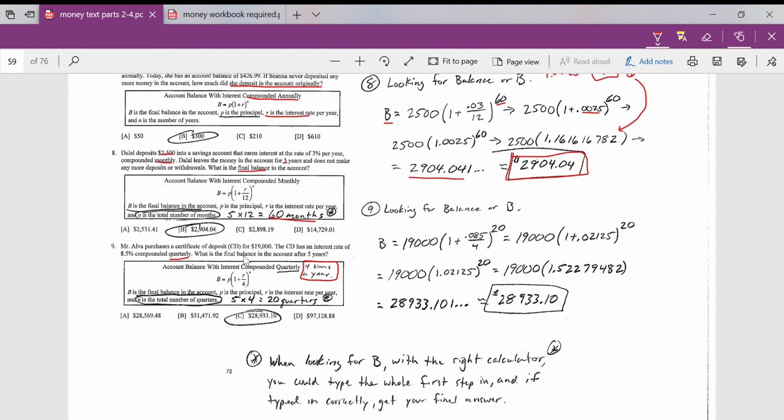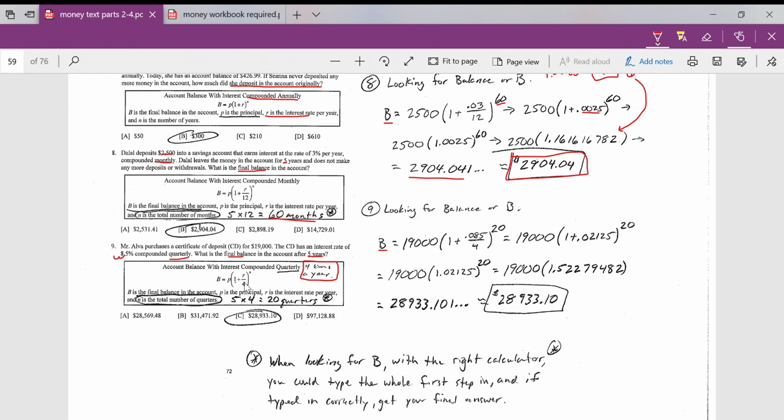And here it says, what is the final balance after 5 years? So again, we are looking for the final balance. B stands for the final balance, so that is staying there. P is the principal. $19,000 was the principal, so that goes in for P. 1 is part of the formula, so that just stays there. R is your interest rate, so you change that to a decimal. Remember, it's 8.5, so you move it twice, 1, 2, and you put a 0 in the open spot, so that's 0.085.